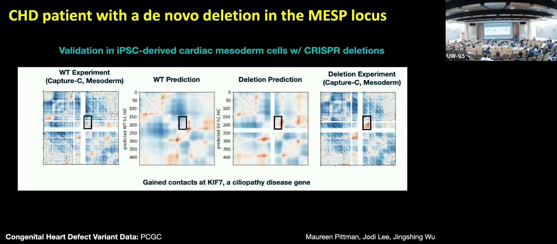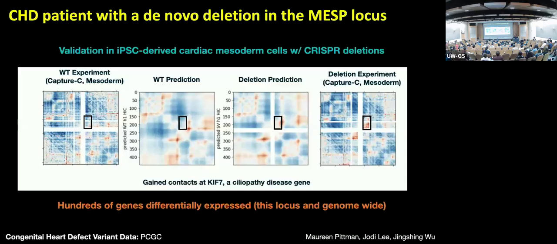In fact, a bit stronger even than the model's predictions, which is something we've noticed with all of these sequence to activity models. They often under-predict the actual effects of the variants, which is an interesting problem to be working on now. Besides this phenotype, we did RNA-seq, found differentially expressed genes in this locus, and actually hundreds of differentially expressed genes genome-wide.